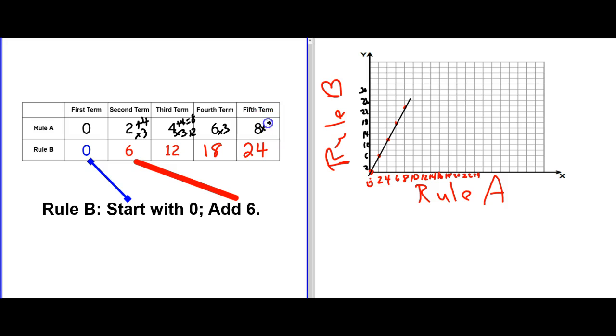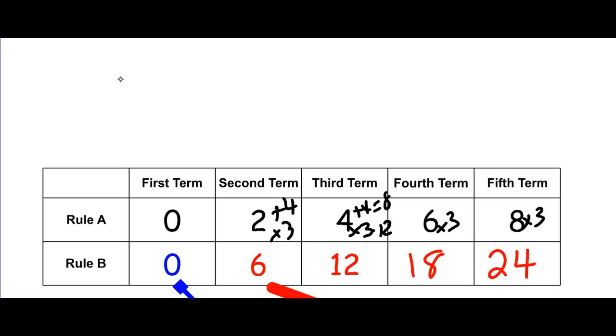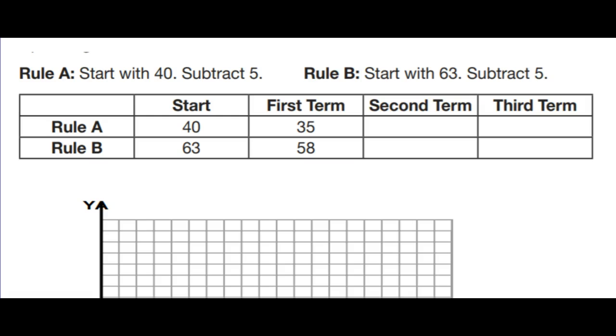6 times 3 is 18. 8 times 3 is 24. So this is a times 3 rule. That helps us come up with our relationship. So rule B is 3 times rule A. Okay, let's switch back to single page and we're going to look at another example.